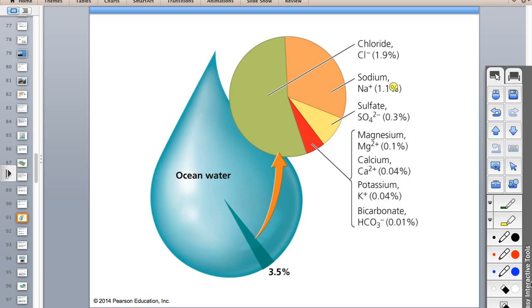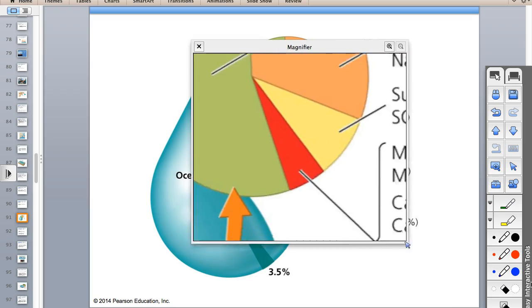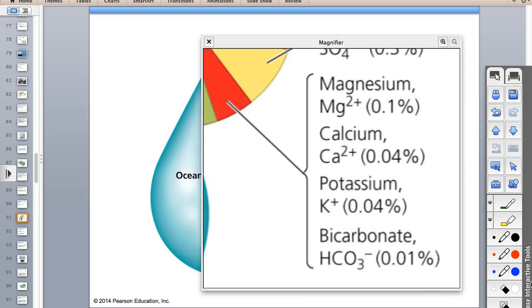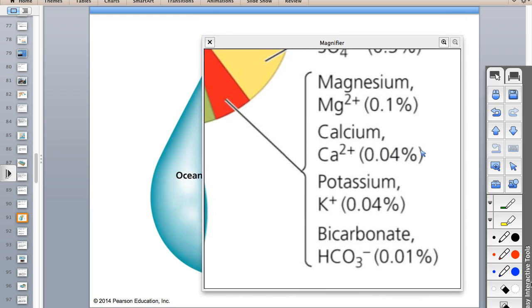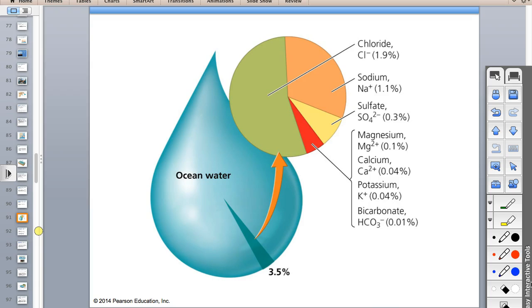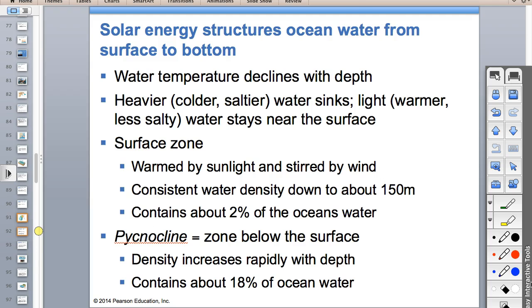So anyway, sodium and chlorine are the two most abundant elements, with sulfates after it. If we look at the other micronutrients in the water, you don't see nitrate, you don't see phosphate, because those are so in demand for life. There's a little bit of calcium there, magnesium's there. And like I said, you need calcium and carbonate to make seashells. So the nitrogen and the phosphorus are pretty low in supply, and that's why you get those algae blooms.